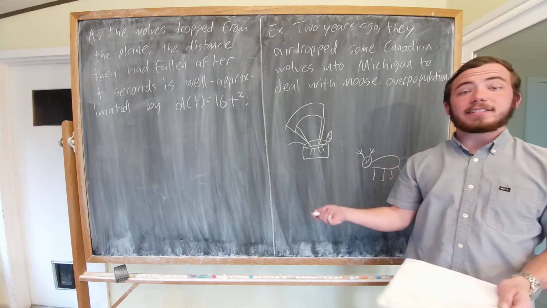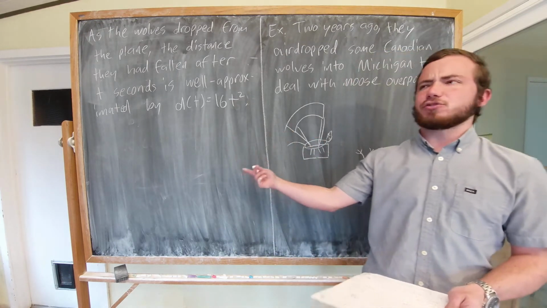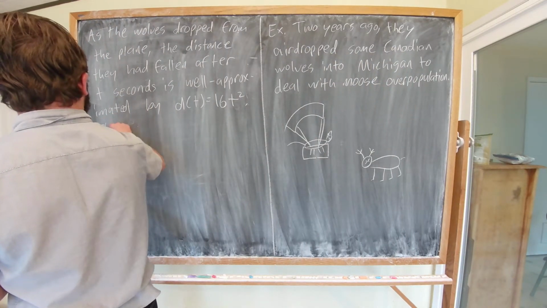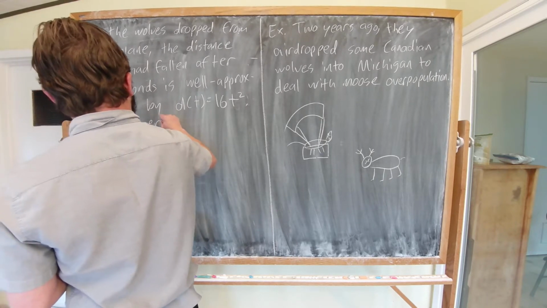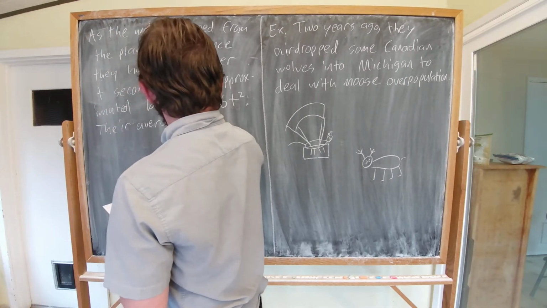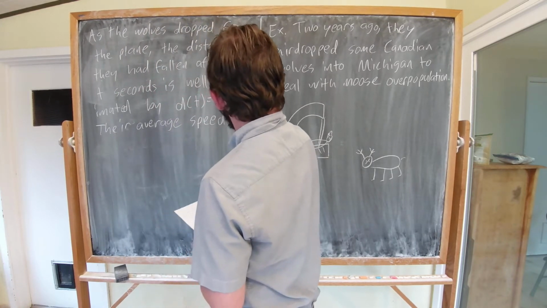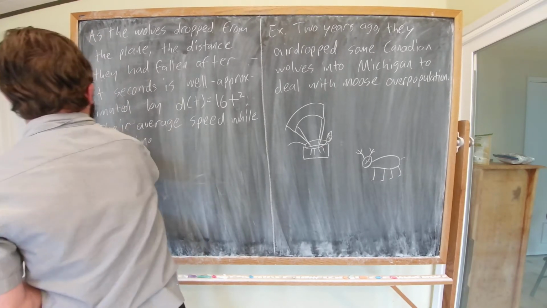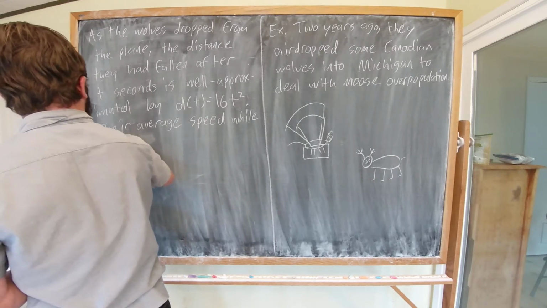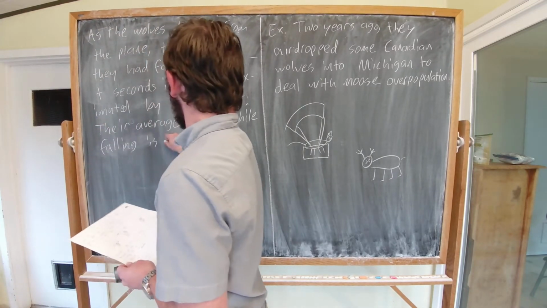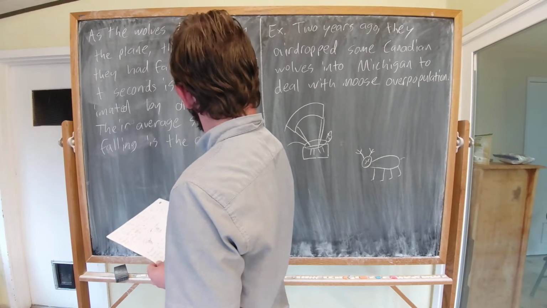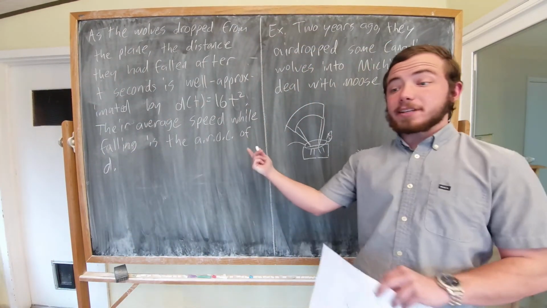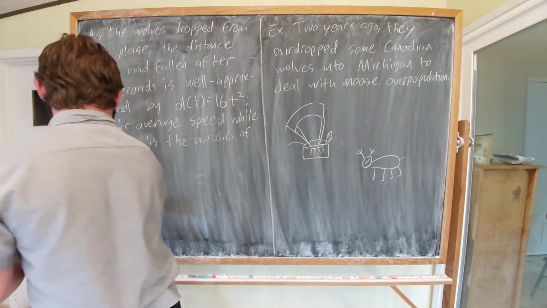Okay, so let's find some average rates of change. What would an average rate of change represent here? Well, an average rate of change is their average speed while falling. Okay, so let's compute the average rate of change for a couple different intervals.